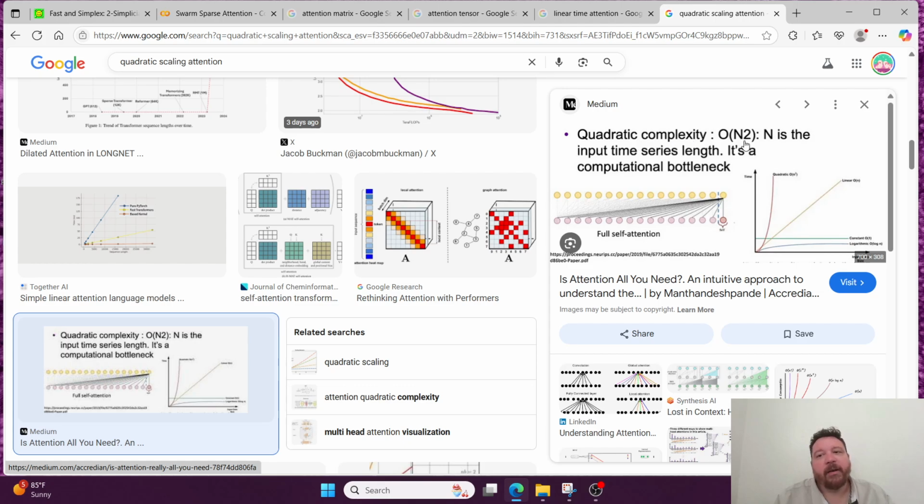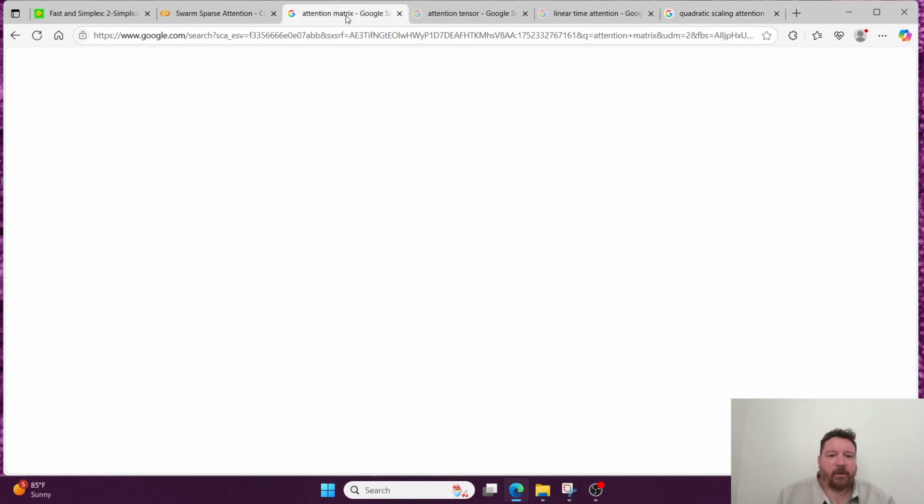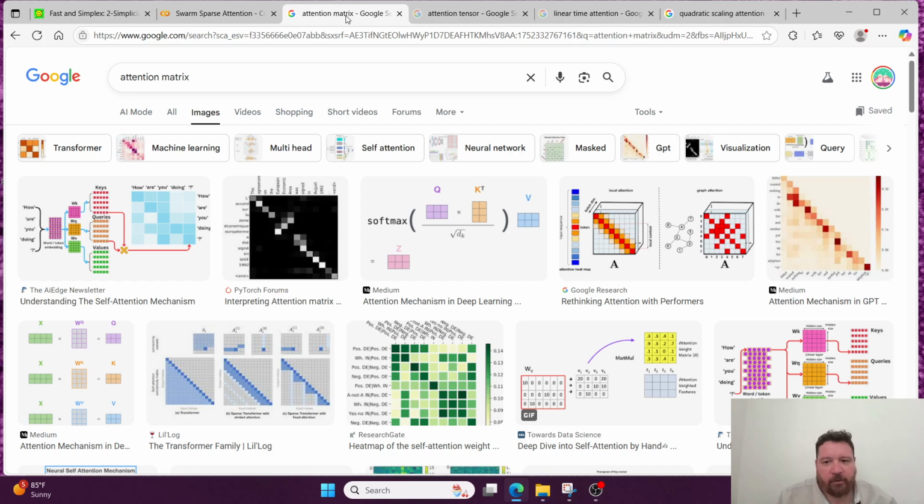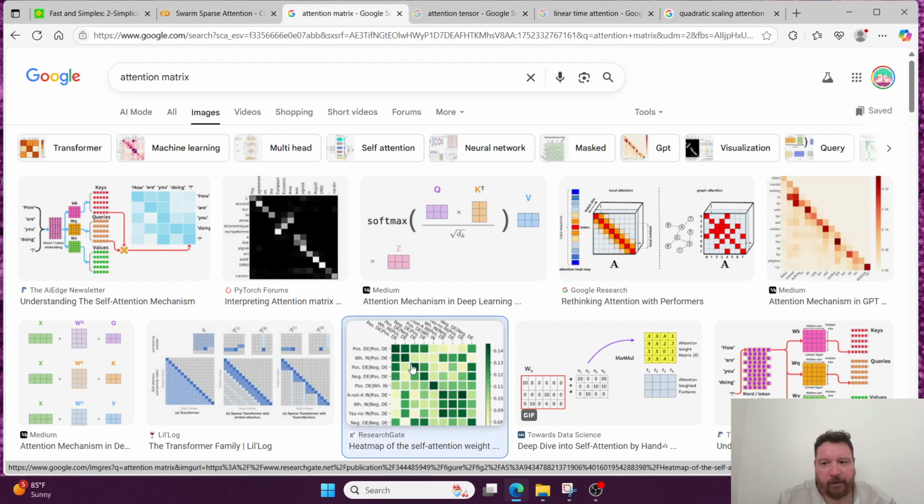Quadratic complexity. This is the equation, O of n squared, n to the power of 2, where n is the input time series length. It's a computational bottleneck. So what happens here is that you have a quadratic scaling problem when it comes to the attention mechanism. And the reason you have this O(n^2) equation is because of the attention matrix, because attention is broken down into a two-dimensional matrix, like what we're seeing here, right?